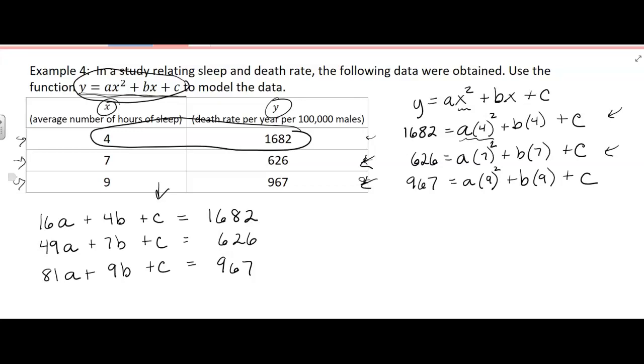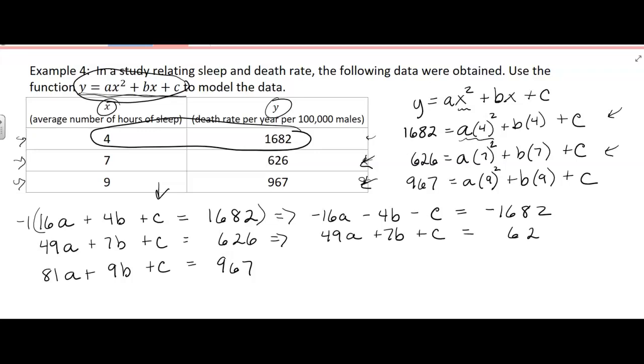Well, it looks like the easiest variable to eliminate would be C. So let's multiply the top equation by -1. So negative 16A minus 4B minus C equals minus 1682. And then I'll write the middle equation, 49A plus 7B plus C equals 626. Now I may want a calculator handy for all this math I'm going to be doing.